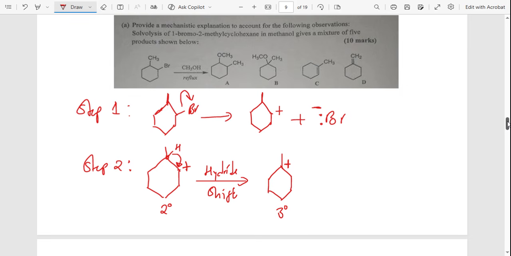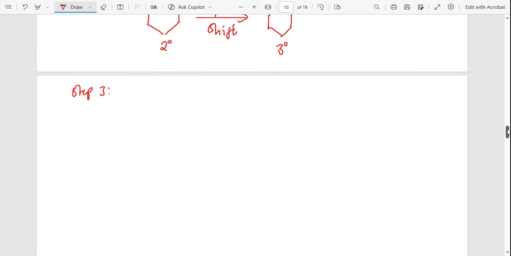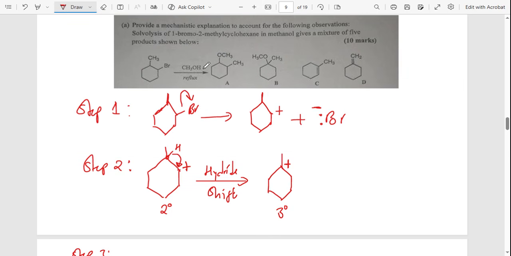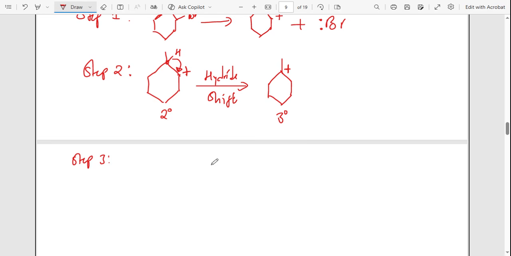What is going to happen in the next step, step 3, is that any one of these carbocations that you can see here will now react with our alcohol, our methanol. The secondary carbocation and the tertiary carbocation can both react. That will be in step 3. So let me start with the secondary one.